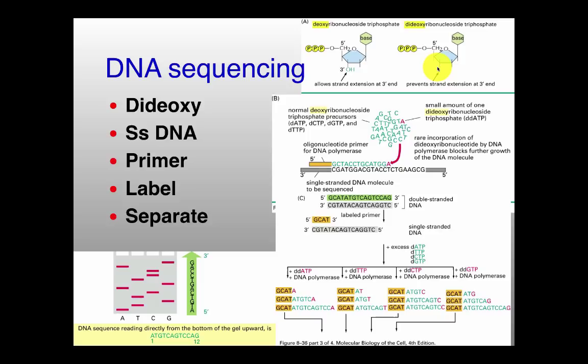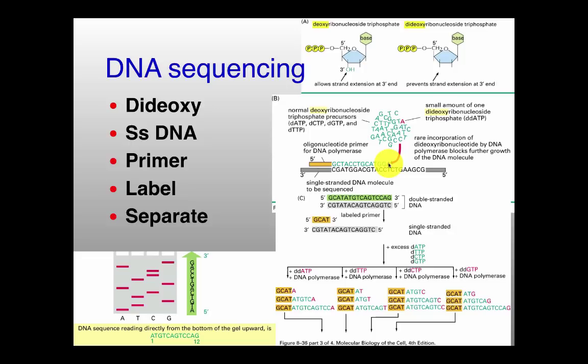If there's no OH at the 3' position, the DNA polymerase can't extend this particular fragment. So to do one of these reactions, you have a mixture of normal nucleotides and then a small amount of one of the four dideoxynucleotides. In this case, it's dideoxyadenine. So you have a single-stranded DNA, you have a primer, and the DNA polymerase will extend along this template with normal Watson-Crick base pairing until it incorporates one of these rare dideoxynucleotides, at which point the polymerase stops.